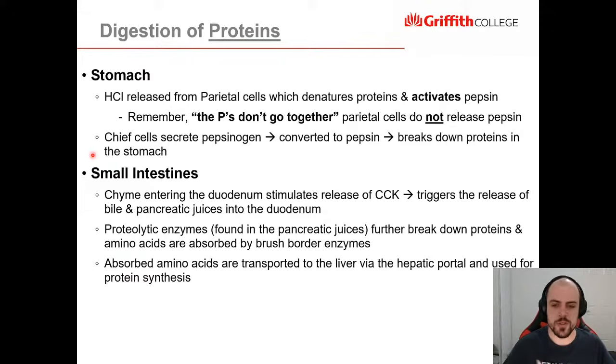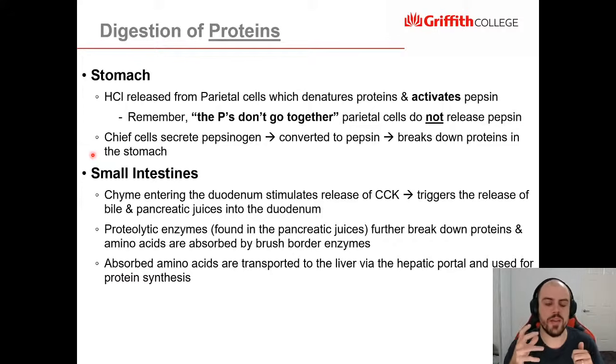Now, obviously, once it's been churning and mixing around in my stomach, that chyme will then move out of the stomach and into my duodenum. That's where we see the release of those hormones we're talking about, secretin and CCK. What that is going to do is neutralize the stomach acid from that chyme in my duodenum, and it's going to release bile. It's also going to release these pancreatic juices.